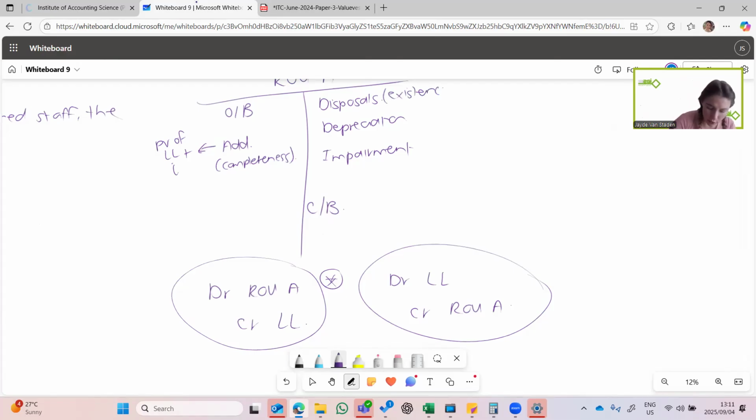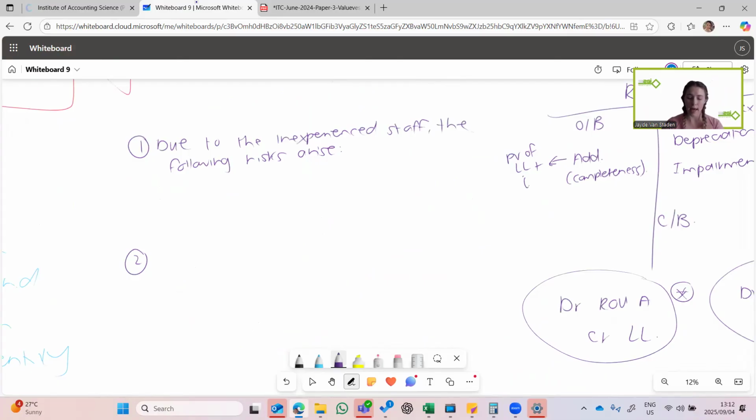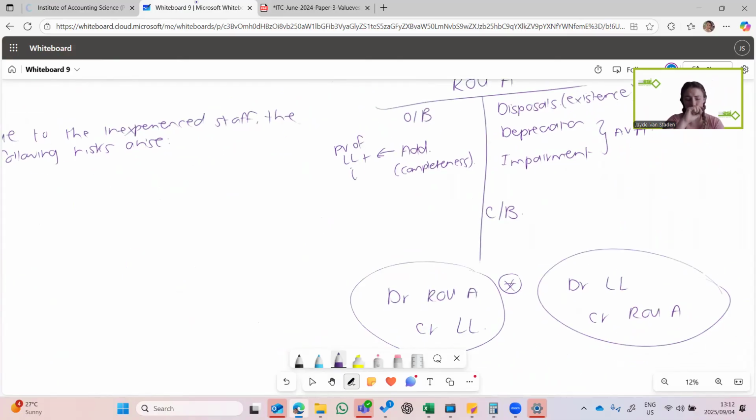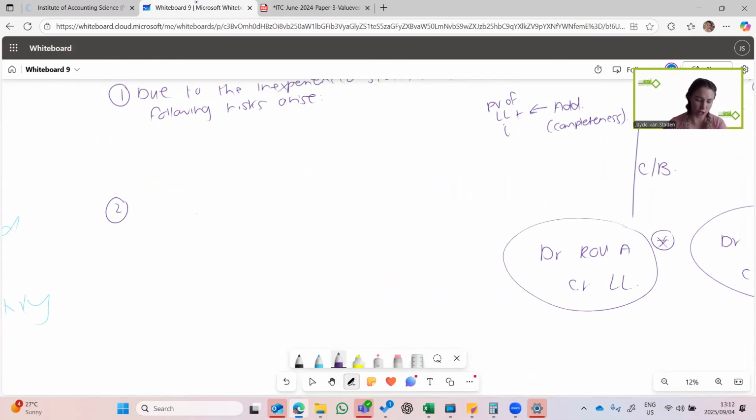And then of course we've got depreciation and impairment. Those deal with values. Those ones are very nicely linked to accuracy, valuation, and allocation. Okay, so those are your assertions. And then we'll speak about some more as we work through the rest of the information.